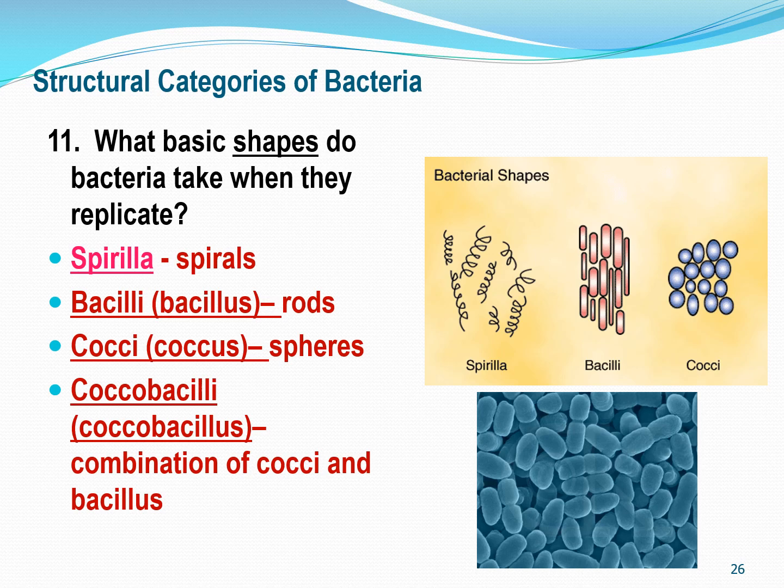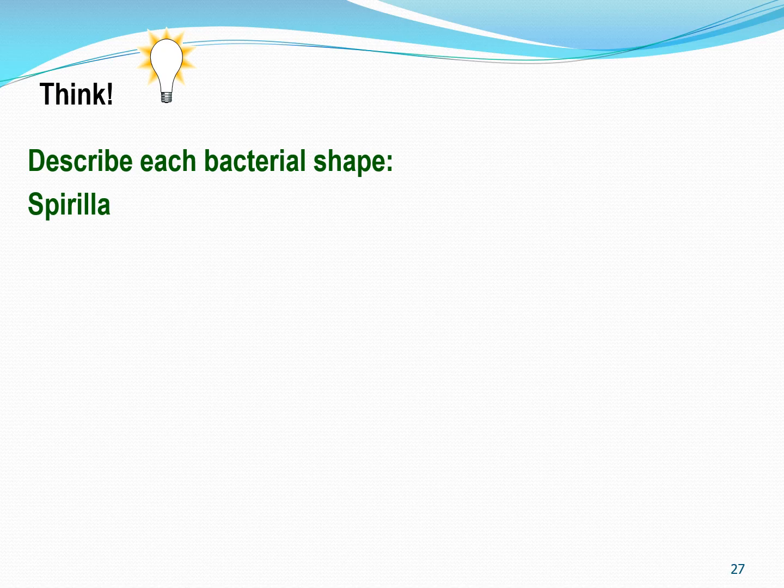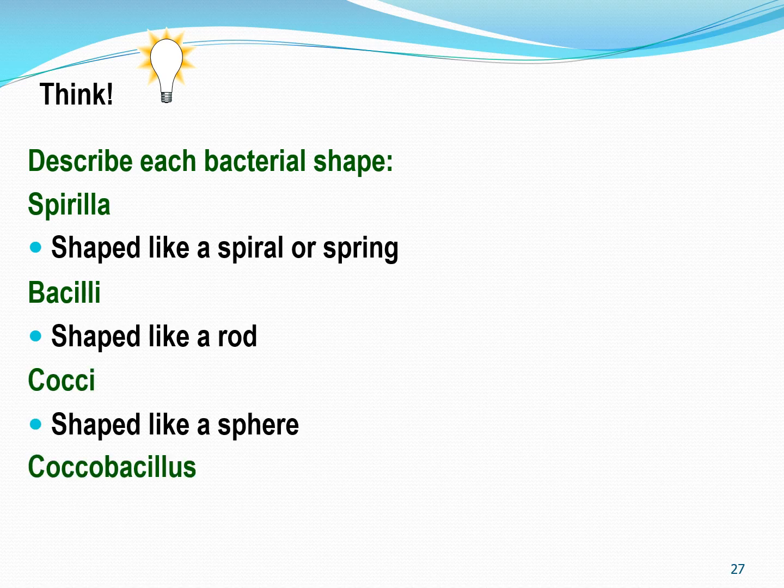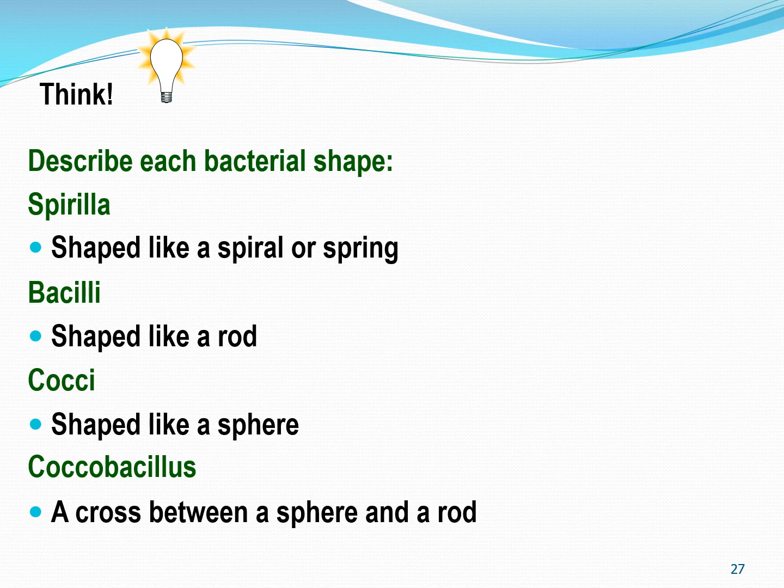When you look at them under the microscope, depending on the particular bacteria, they will take on these shapes of spirals, rods, spheres, and coccobacilli, which is a combination of both the cocci and the bacilli. Okay, guys, make sure you know what each one of these shapes is, including the coccobacilli, which is that cross between a sphere and a rod.